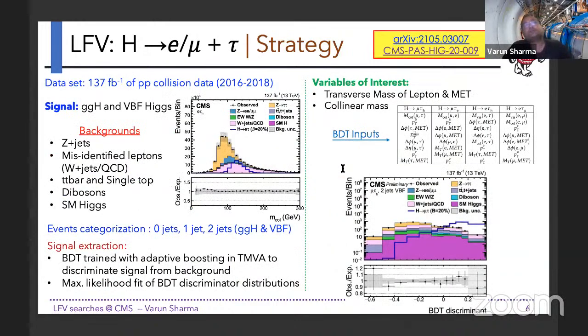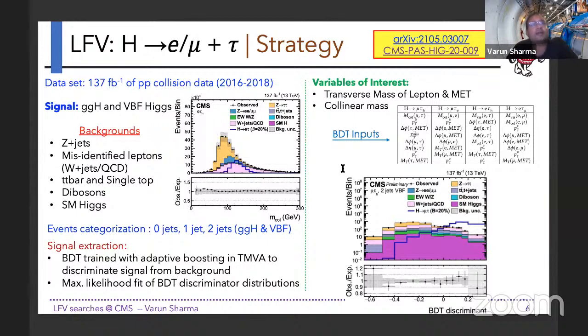For the signal, we take mostly gluon fusion and vector boson fusion production of the Higgs because they are the dominant ones. The leading backgrounds for this final state come from Z plus jet and misidentified leptons, which are estimated directly from data. The subleading backgrounds are taken from Monte Carlo. To enhance the sensitivity based on the different Higgs production mechanisms, the events are further categorized into 0 jet, 1 jet, and 2 jet categories. The 2 jet category is further classified based on the invariant mass of the 2 jets.